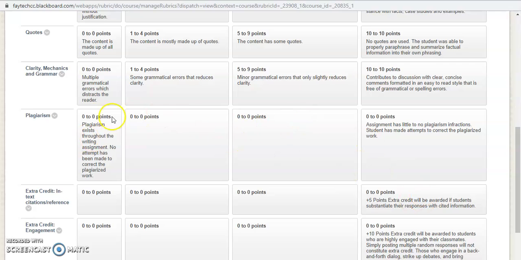As with your initial post, I do have a zero-sum line here that's plagiarism. So if you are plagiarizing your responses, you will receive a 0 on this assignment.